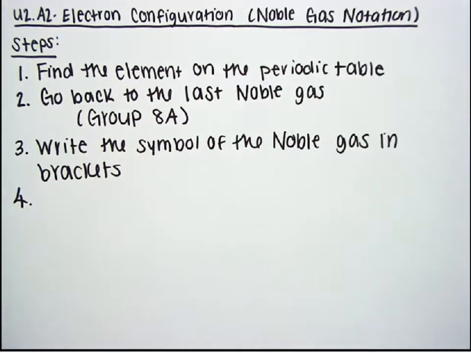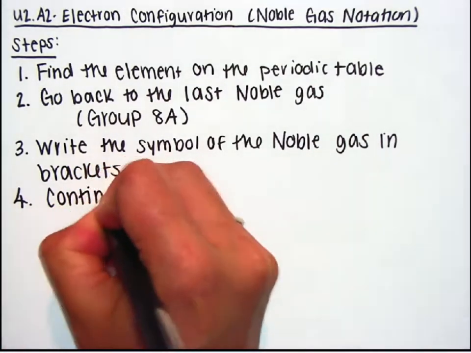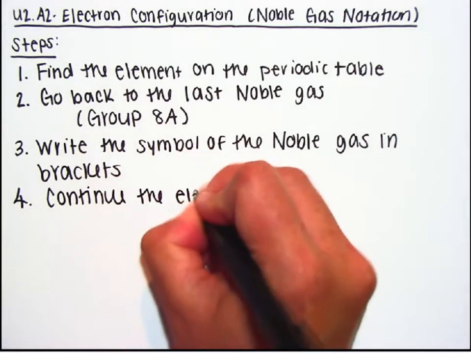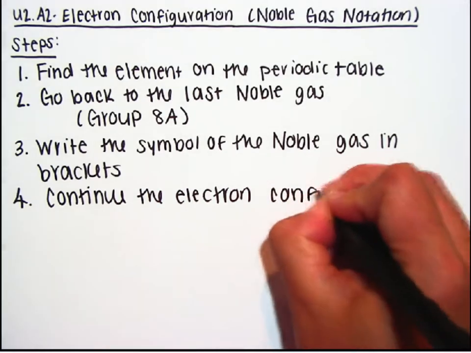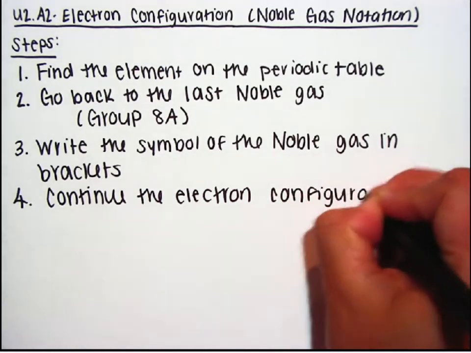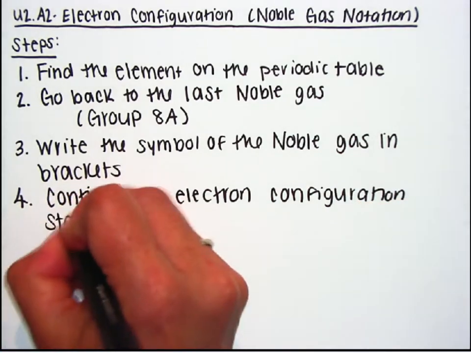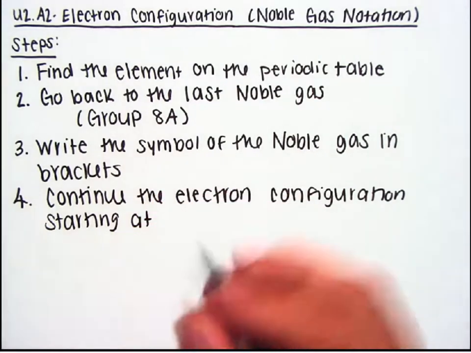And then step 4, we will continue the electron configuration starting at the period after the noble gas.